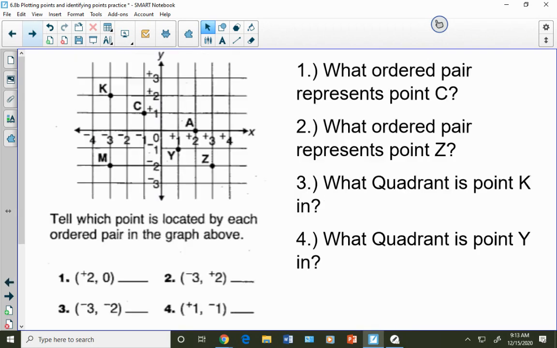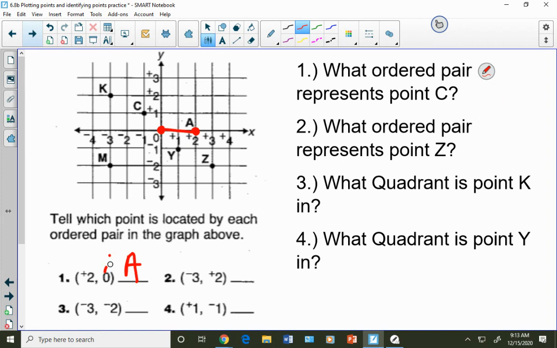All right, so let's go ahead and do this page here real quick. Tell what point is located by each ordered pair in the graph above. So first point is x is +2 and y is 0. Always start at the origin. So if we go x +2, we have to go left or right? We have to go right. 1, 2. Okay, and then y is 0. So if y is 0, I don't move up or down. I'm at my point. So what letter is at that point? A.